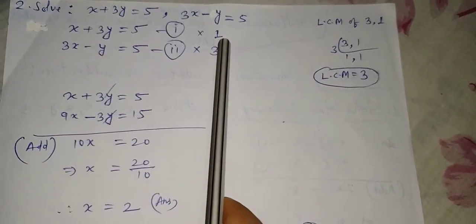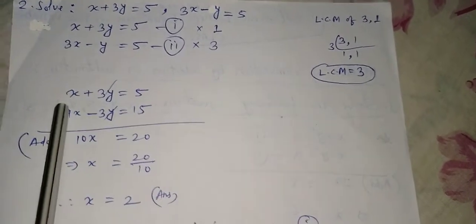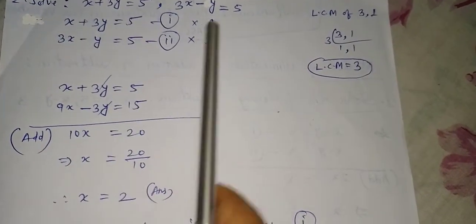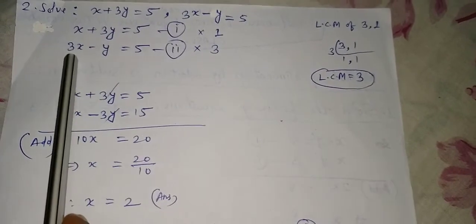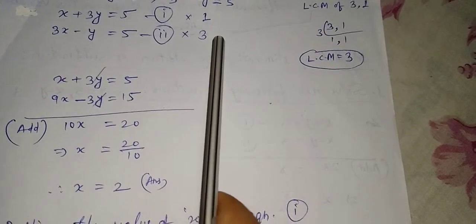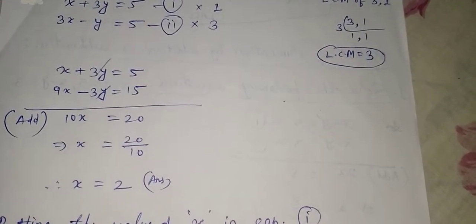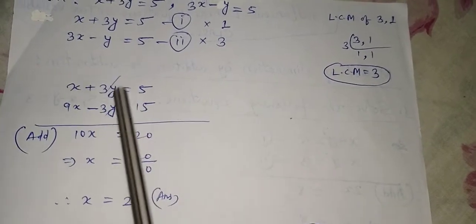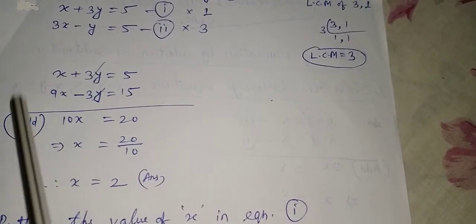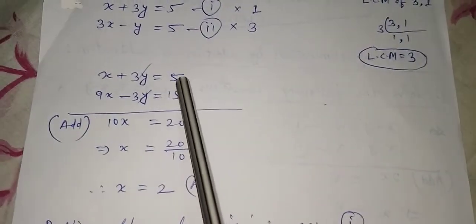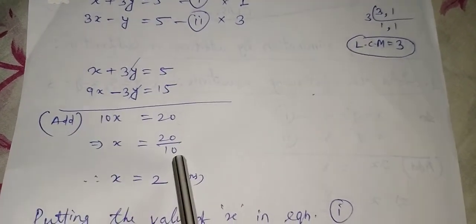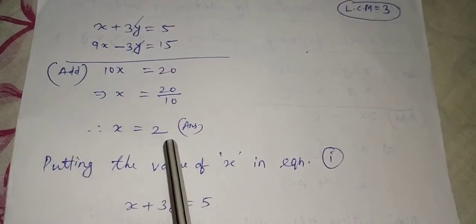Now after multiplication, what happens? Multiplying with 1, 1 into x, 1x, plus 1 into 3y, plus 3y, plus 5 into 1, 5. But here 3 into 3x, 9x, 3 into minus y, minus 3y, 3 into 5, that is equal to 15. Now you can see this y has become equal, plus and minus we can cancel. This is called adding. Now 9x plus 1x is 10x and 5 plus 15 is 20. So x equal to 20 by 10. This 10 came and divided here, got division, and x equal to 2.